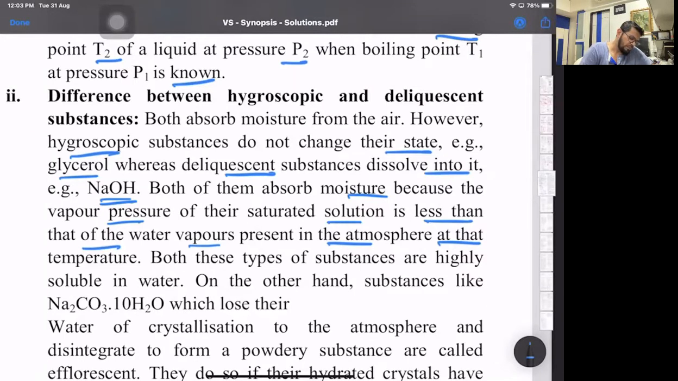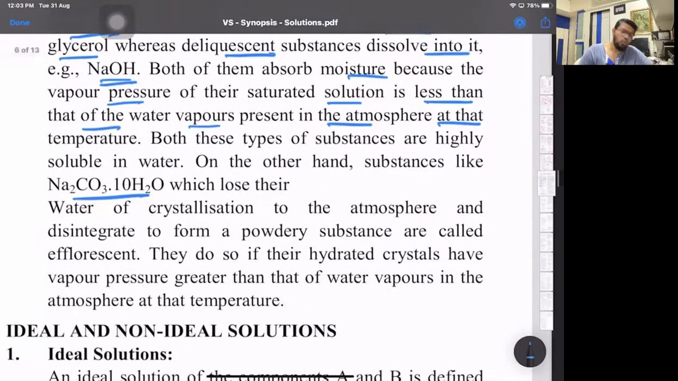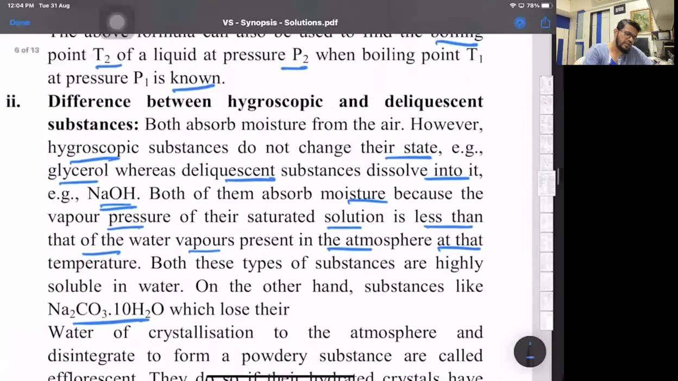On the other hand, sodium carbonate decahydrate, that is what we call washing soda, loses its water of crystallization and disintegrates to form a powdery substance called efflorescent. So it loses water to form what we call soda ash. They do so if their crystals have vapor pressure greater than the water vapors in the atmosphere at that temperature. So two things to understand here: hygroscopic and deliquescent both absorb moisture, but in hygroscopic there is no change of state, while in deliquescent there will be a change in state. And that can be explained on the basis of vapor pressure.